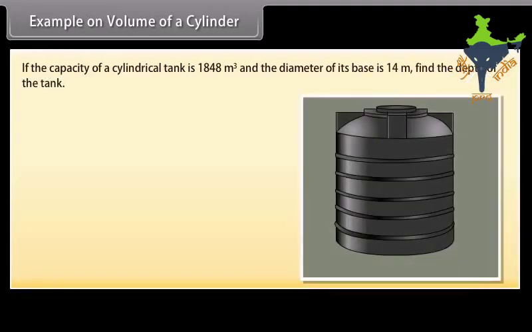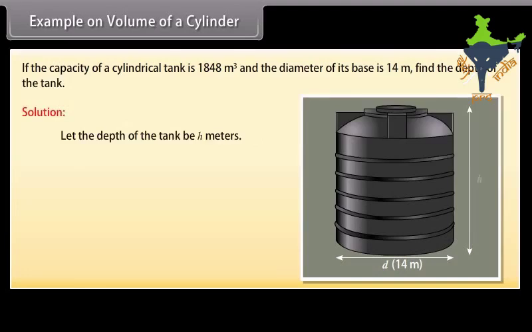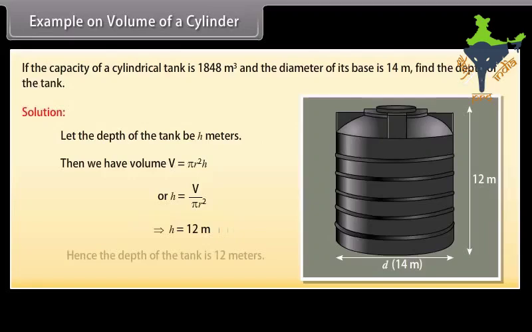Example of volume of a cylinder. If the capacity of a cylindrical tank is 1848 m³ and the diameter of its base is 14 m, find the depth of the tank. Let the depth of the tank be h meters. Then we have volume V equals pi into r² into h, or h is equal to V upon pi r², which implies that h is equal to 12 meters. Hence, the depth of the tank is 12 meters.